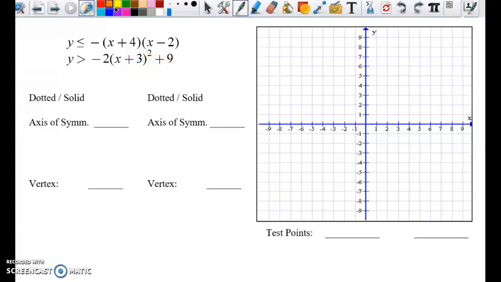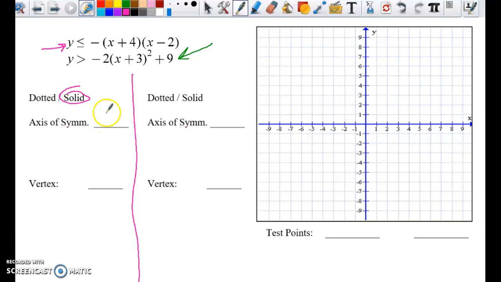First things first. Let's graph the first one. And the first graph I'm going to make, let's do pink. So I'm going to do the pink side over here on the left, and then I'm going to make the other one green on that side. First things first, dotted or solid for the pink parabola. Well, there's an equality underneath, so it has to be solid. So step 1 is done.